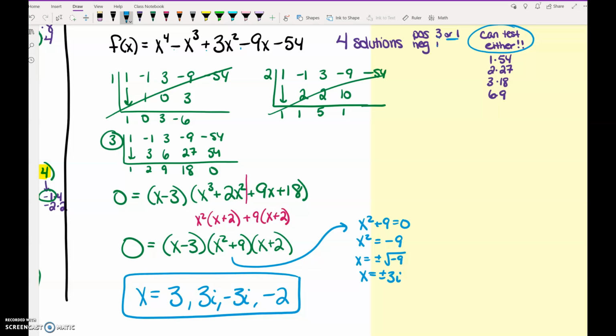I tested positives, and at 3 I got a solution. Factor by grouping. Remember how to solve this thing. Your solutions are 3, 3i, negative 3i, and negative 2.